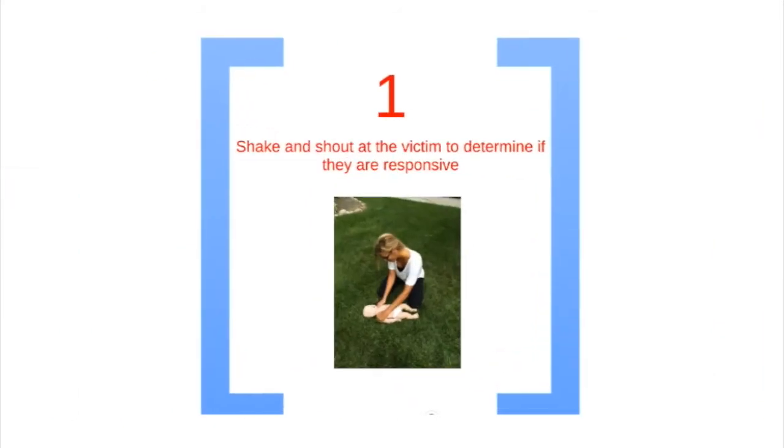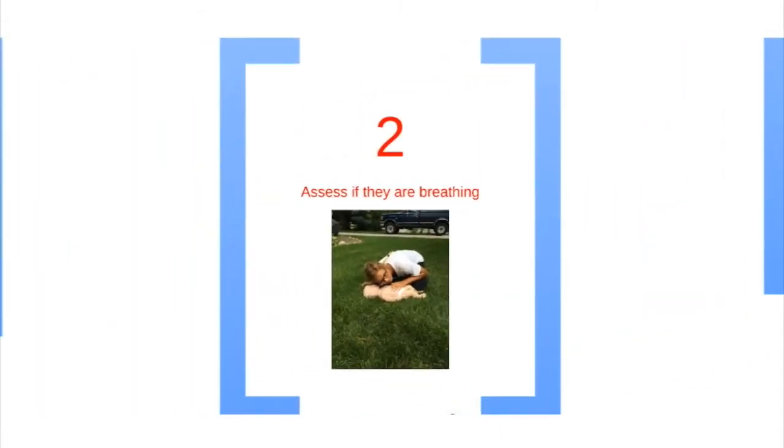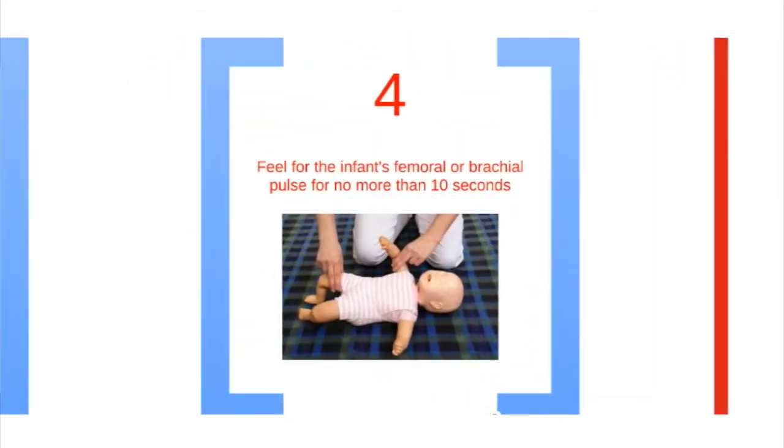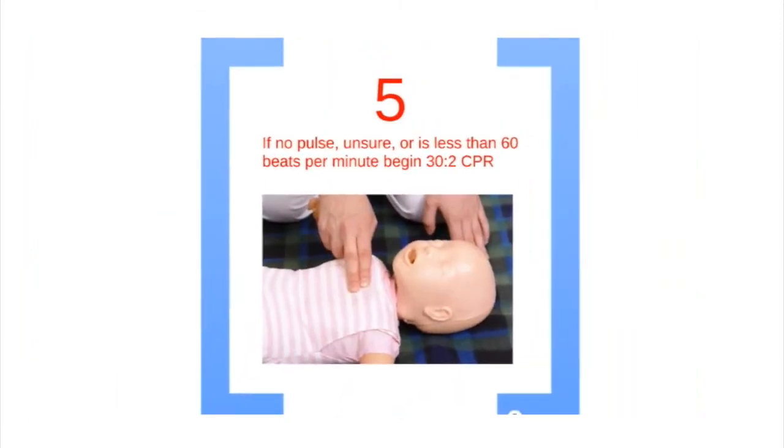Like with children, Step 1 is to shake and shout at the victim to determine if they are responsive. Step 2, assess if they are breathing. If the infant is not breathing or responding, yell for help. If someone responds, send him or her to call EMS and to get an AED, in which case you would be doing 2 rescuer basic life support. Assuming no one responds, feel for the infant's femoral or brachial pulse for no more than 10 seconds. Then initiate CPR, of course, only if there is little to no pulse.